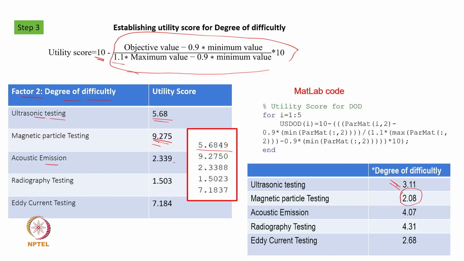Radiography is the worst in this case, with 4.31. Otherwise, if we do not use this kind of formula, the radiography test would get a 0 value, and we want to avoid that. We should not use a 0 or a 10; that is why this formula has been utilized. Now, what is the utility score? For ultrasonic it is 5.68, magnetic particle testing has the highest utility score of 9.275, then acoustic emission 2.339, and the worst is the radiography test at 1.503.